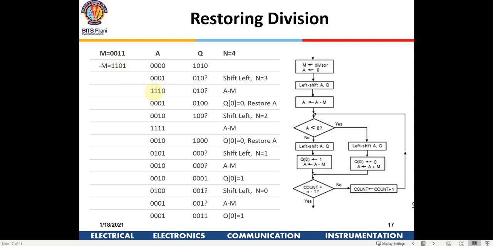Once we get this number, we see the most significant bit, which is the sign bit. If it's a 1, it means it's a negative number. Since it's a negative number, we are going to revert it back to the value which was just prior to the subtraction. So that's why I have written here restore A, and we are going to put a 0 here.